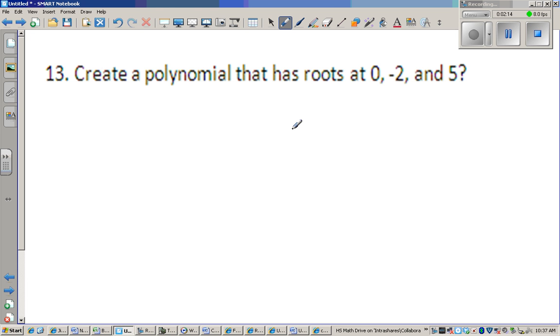Okay, question number 13. Create a polynomial that has these roots. Okay, so what we do, they've got 3 roots. So what I'm going to do is I'm just going to write factors that have these x values as intercepts. So that means x minus 0, x plus 2, and x minus 5. I chose the opposite of each one of those. 0 is its own opposite. It's kind of special that way.